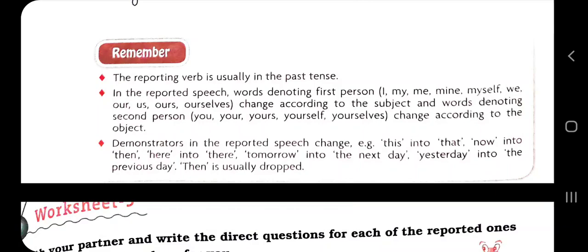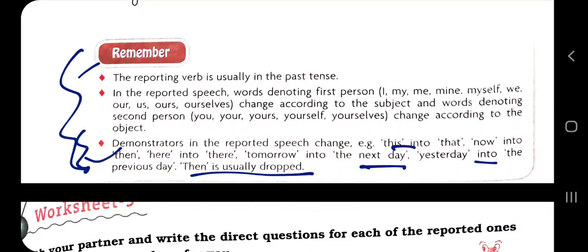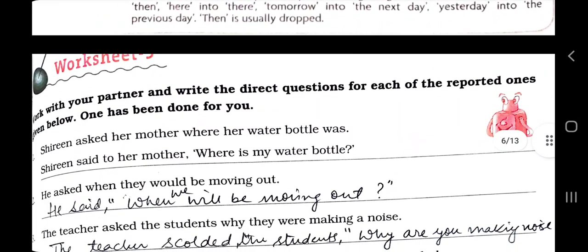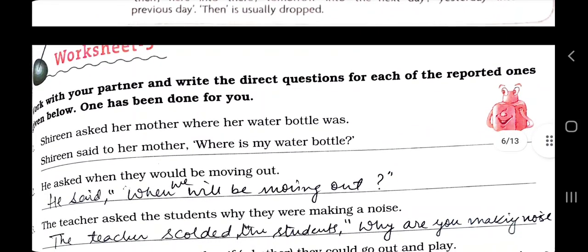Demonstratives in the reported speech change, for example, this into that. Just try to recall what you have studied previously. What are demonstratives? Now into then, here into there, tomorrow into next day, yesterday into previous day. Then is usually dropped. These have to be remembered, kept in mind, learned by heart while changing direct speech into reported or indirect speech. Now let's do worksheet 3. Work with a partner and write the direct question for each of the reported ones.